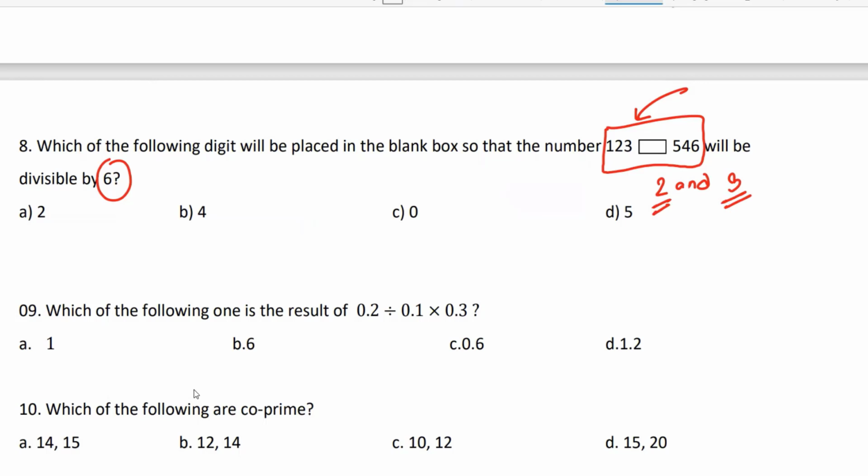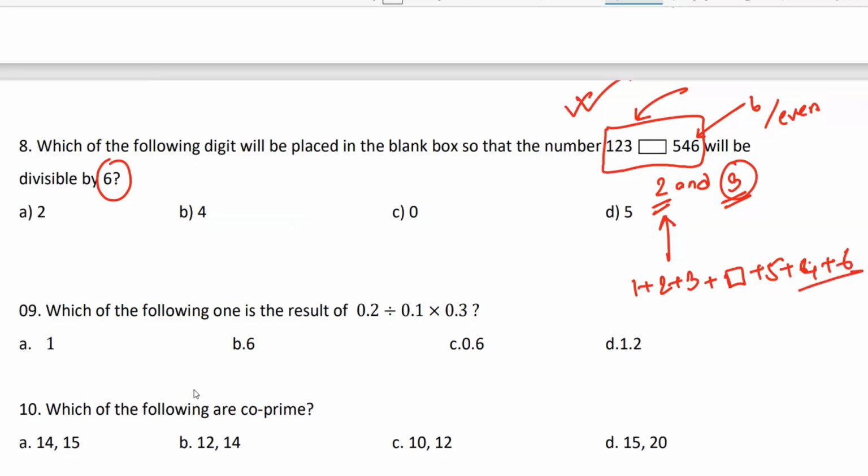Okay. Now, the first step, divisibility rule of 2. The last digit is 6. That's why this is an even number. Even, that's why it's divisible by 2. No problem. We can place any digit here because the last digit is 6. That's why the number is divisible by 2, an even number. Now, think how we can find it. Divisibility of 3. Now, 1 plus 2 plus 3 plus blank box plus 5 plus 6 plus 4 plus 6.